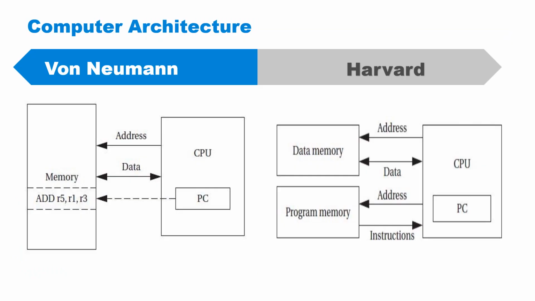Now, generally in computer architecture we have two architectures: one is von Neumann architecture and another is Harvard architecture. What is the difference between these two? Von Neumann has only one memory for address and data, but Harvard requires two memories. One is a data memory and another one is a program memory.